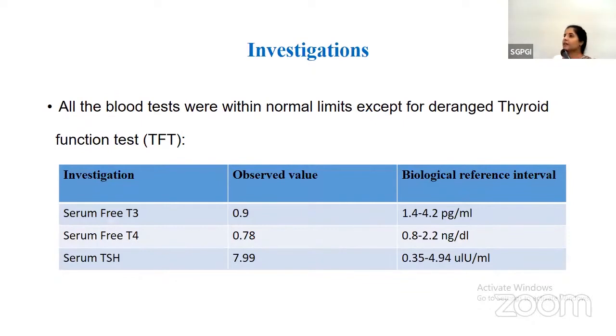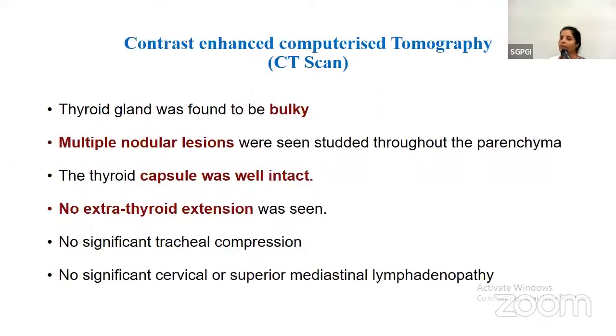Her biochemical investigations were largely normal except for a deranged TFT, that is, she had mild to moderately elevated TSH, that is, hypothyroidism. CT scan was performed, and the thyroid gland was bulky, and the entire thyroid gland, including both the lobes and isthmus, was studded with multiple nodular lesions. Although the capsule was intact, there was no extrathyroidal extension, as well as no lymphadenopathy, neither cervical nor superior mediastinal.